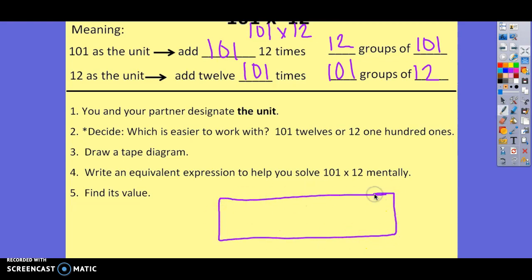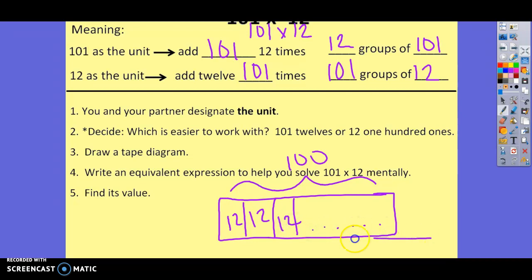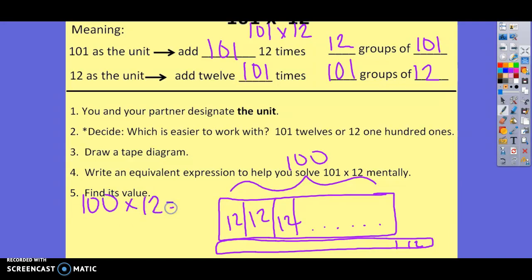For me, I'm going to do 100 12s, and then what would I have to do to find 101 12s? Very good. You'll have to add another 12, and you'll have 101 12s. So 100 times 12. 12 times 1 is 12 plus 2 zeros. 101 times 12 is our 1,200 plus another 12, so 1,212.